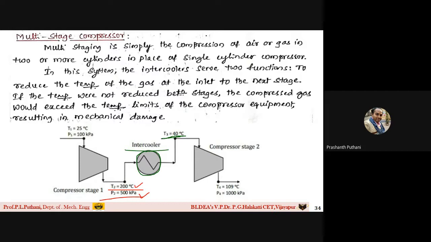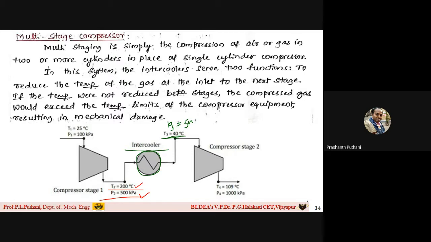It drops to 40 degrees Celsius. T3 is equal to 40 degrees Celsius. But the pressure remains the same. That is, P3 is equal to 500 kilopascal itself. There is no change in the pressure. Only a decrease in the temperature happens. Then it enters the second stage compressor.